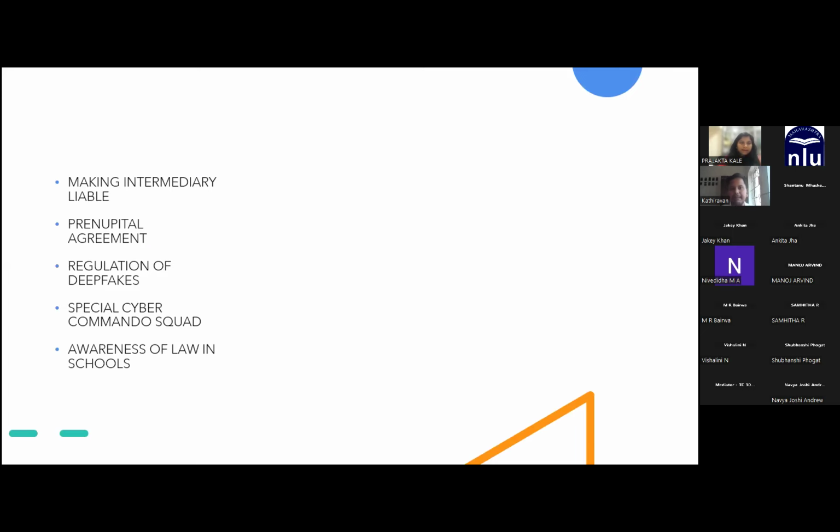My suggestions are making intermediaries liable. So in an online world, detecting the wrongdoer is actually hard, and the victims are not getting any compensation or any kind of remedies in most of the cases. So making an intermediary liable will be helpful for the victim to proceed with legal action.